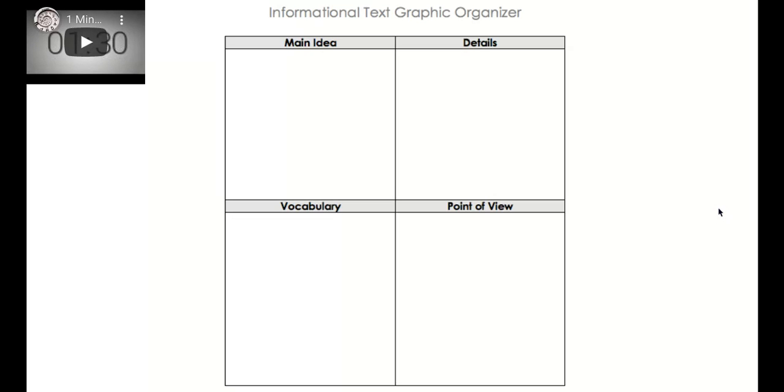Now let's go on for morphology. Take about a minute and a half to start setting up your four square model, including main idea, details, vocabulary, and point of view.